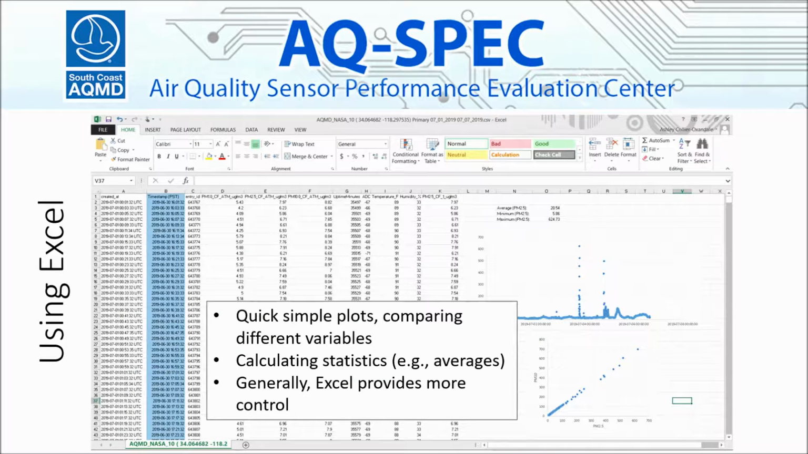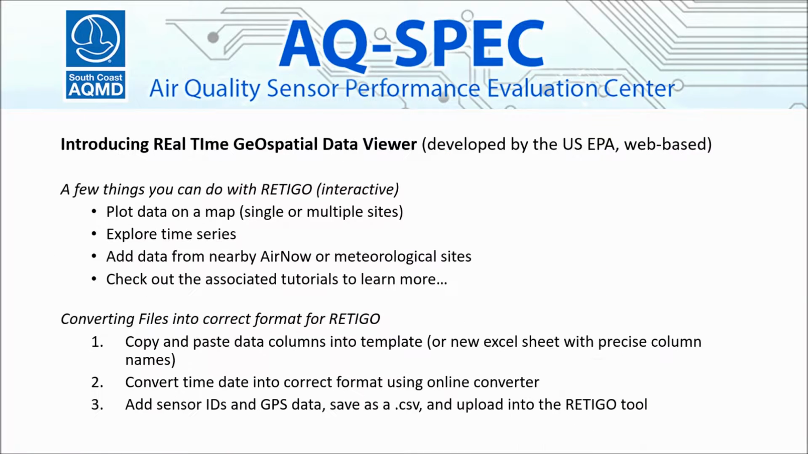And Excel is a great tool if you want to have a lot of control over what you're doing. You can make really specific plots, you can calculate statistics, averages, minimums, maximums, etc. And there's tons of online tools to learn more about Excel. So the other tool I'd like to talk about, backing up a little bit, the easiest, quickest way to interact with your PurpleAir sensor data is going to be that online PurpleAir map. I would say Excel is probably going to be a little bit more difficult.